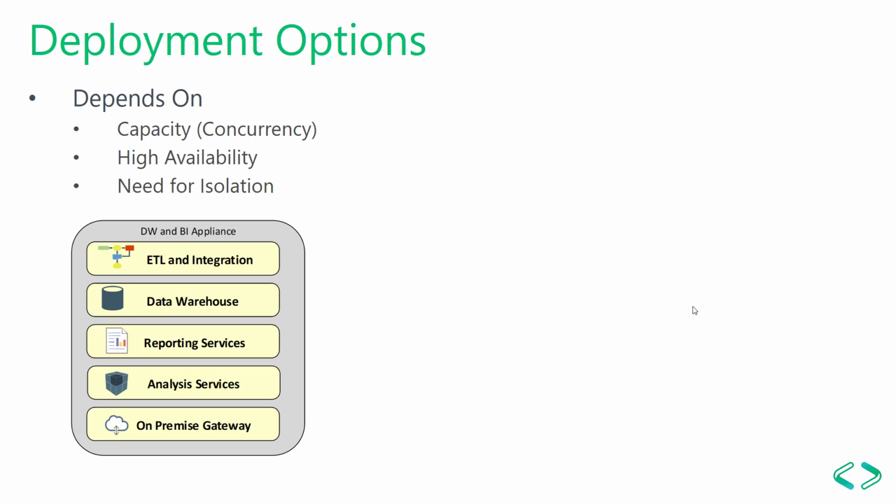One is the scale of your solution. You've got to look at what sort of concurrency you have. Do you need any high availability? If you need it to be highly available, it's probably going to have to be on its own box, right?